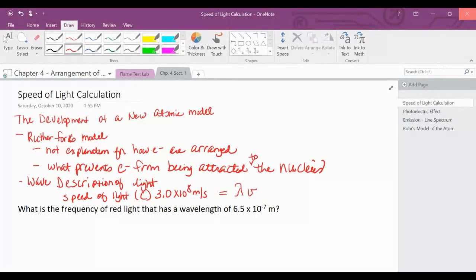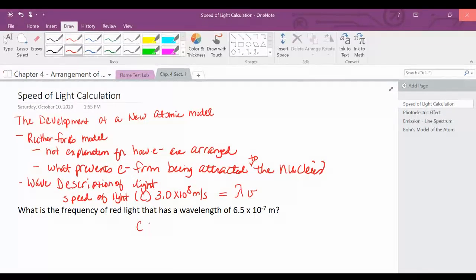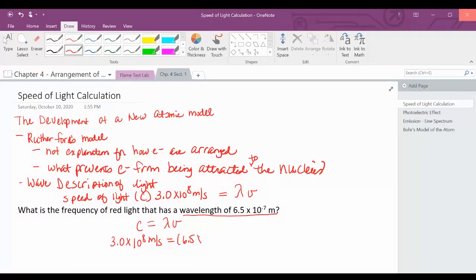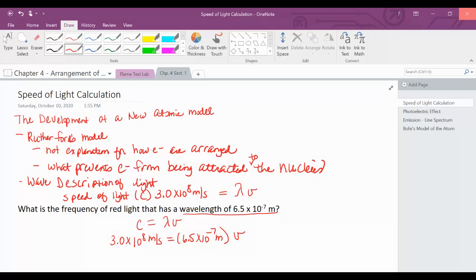So that brings us to our problem here. I want to know what is the frequency of red light. The red light that we're looking at has a wavelength of 6.5 times 10 to the negative 7th meters. So this is the equation that we're going to use. We're going to plug in the value for c. The value that's given to me is the wavelength, so I'm going to plug that in place of lambda. Then we're going to solve for the frequency.